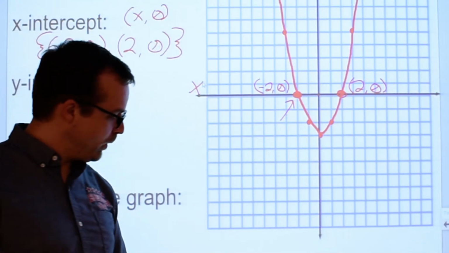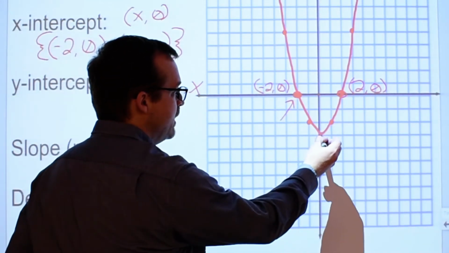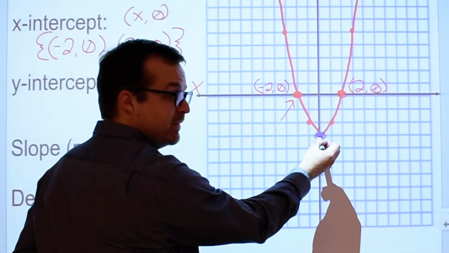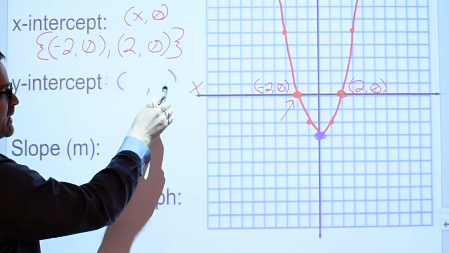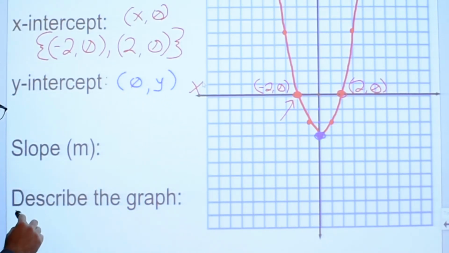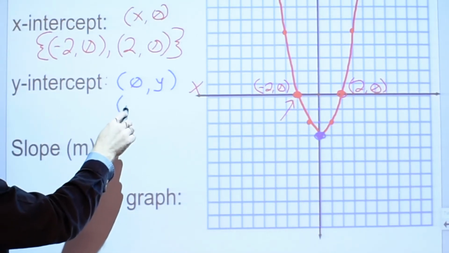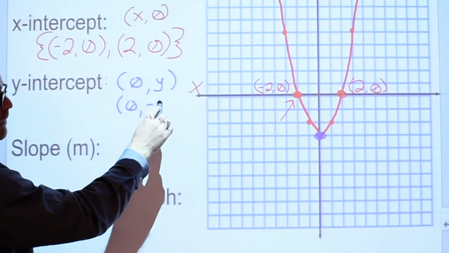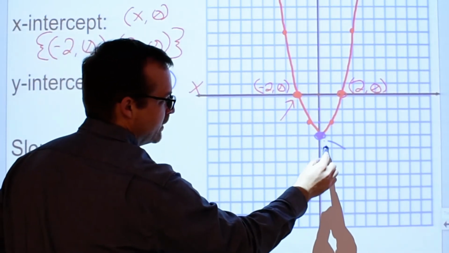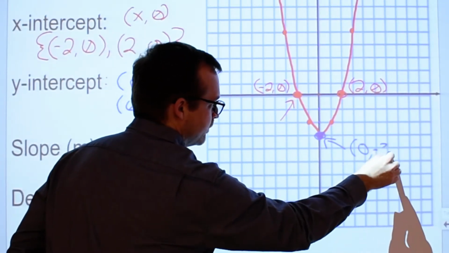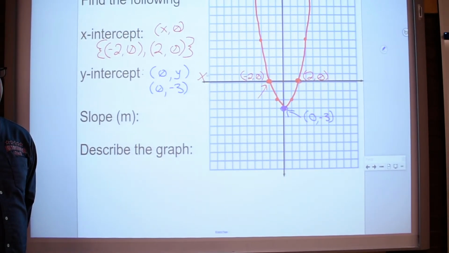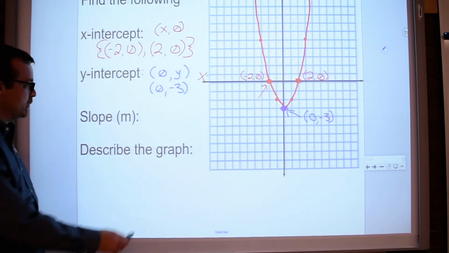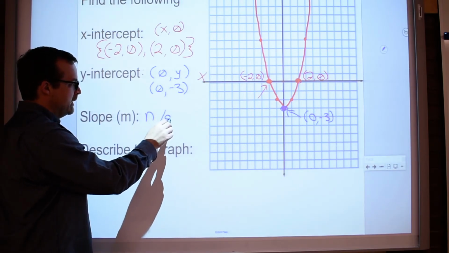Looks like it does cross the y-axis at one point, and that's right here. And that's at -3. But remember that the y-intercept always has a y value and x is always 0. So let's see here. So 0, -3. That's this point right here. All right, does this have a slope? Well, it's not linear. So slope is just going to be not applicable for this one.